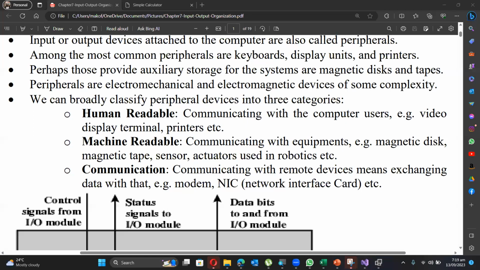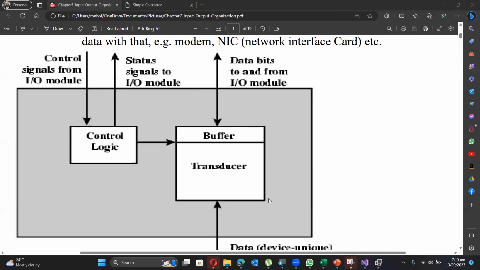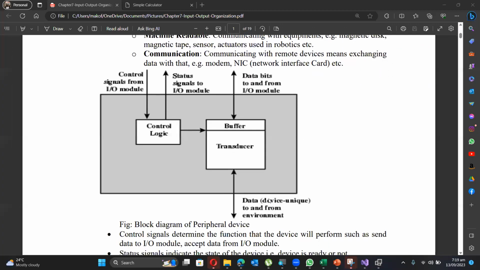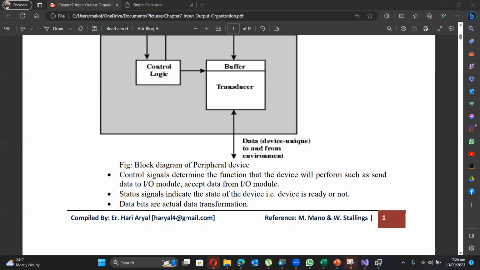It is very important that we note that our peripheral devices are classified in these three ways. Over here, I have a diagram. The diagram shows the control signal from the I/O module, the status signal from the I/O module, the data bits to and from the I/O module, and then the control logic, the buffer, the transducer, and the data to and from the environment.